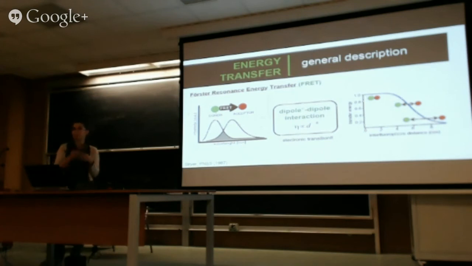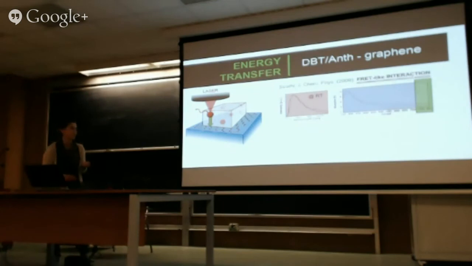This mechanism can be modeled with a dipole-dipole interaction, in which the dipole corresponds to the electronic transition of your molecule, and thus has this shape. The energy transfer efficiency has this shape, and scales with the sixth power of the distance between the two molecules. In our case, what we have is graphene, and then we have our system made of several molecules.